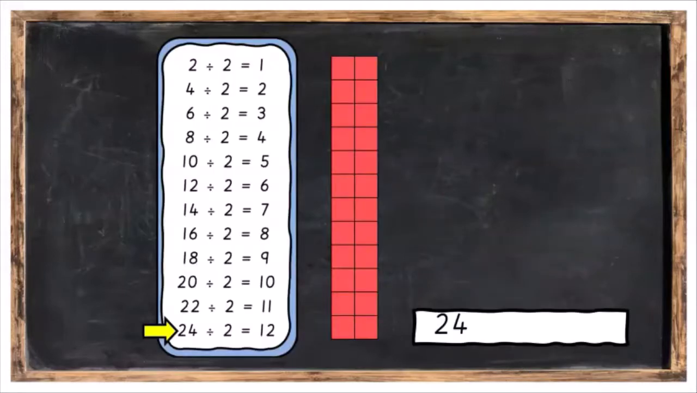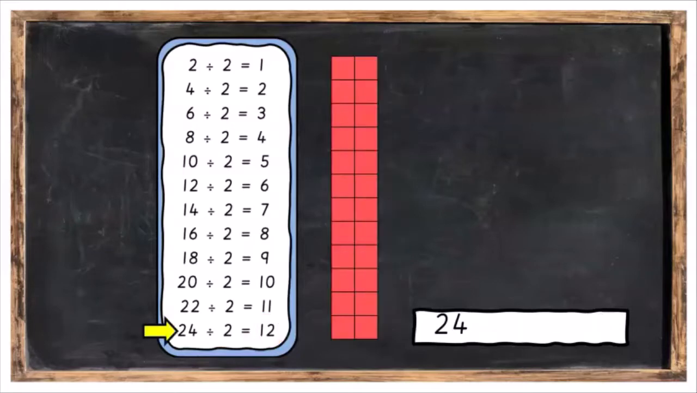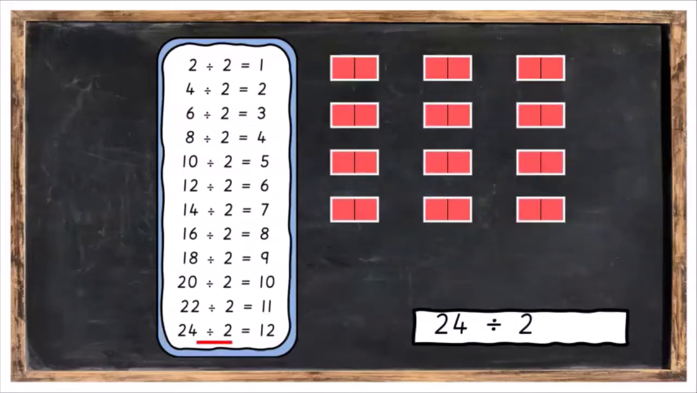Right, so let's put this into practice and see how it works. If we start with the number 24 and we divide it into 2, we're going to have 12 in each group. 12 in this group and 12 in this group. If we take 24 and divide it into 2s though, then we're going to have 12 groups.